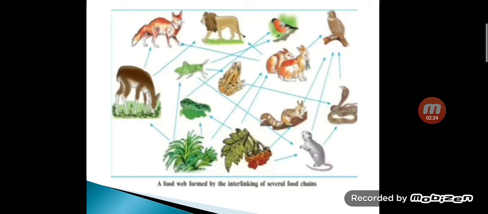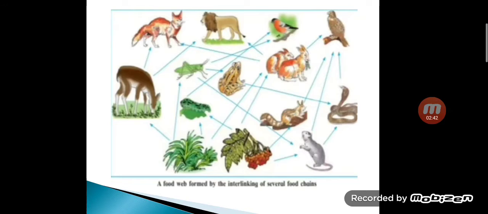Grass is eaten by deer and deer is eaten by either fox or lion. So this is another food chain. When this plant is eaten by rat, rat is eaten by eagle. This is another food chain.